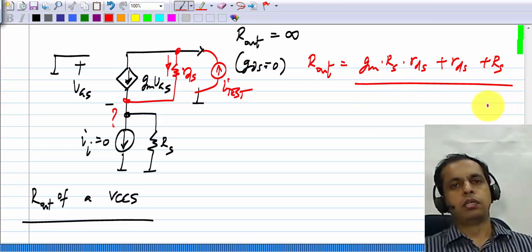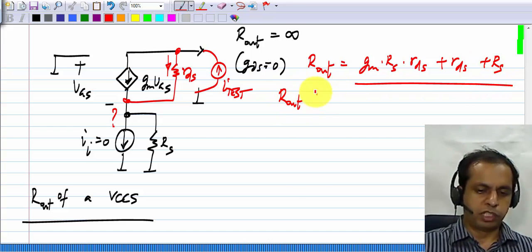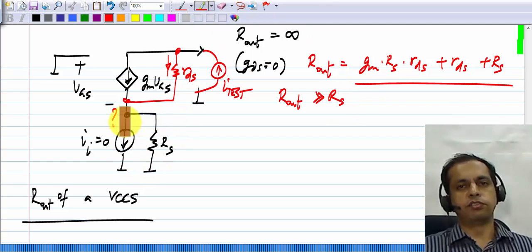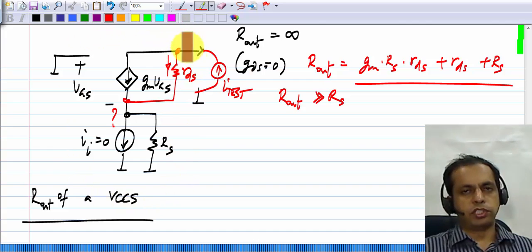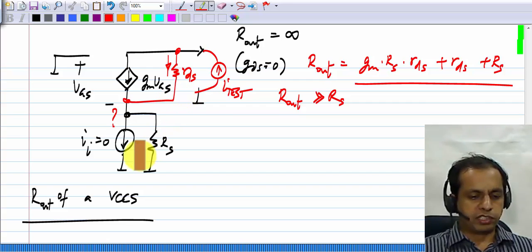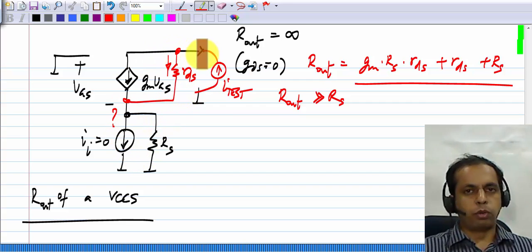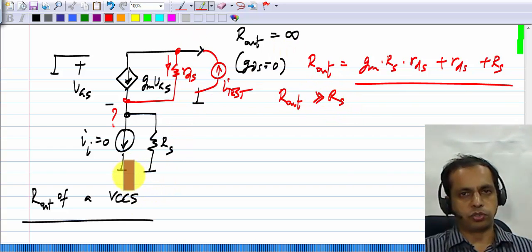Okay. So although it's not infinite, it is much greater than RS. What is RS? It's the resistance of the input current source. The resistance of this current controlled current source is much higher than that. The output resistance is much higher than that. So what it means is, it gives you the same current value because the current gain is 1, but with a much higher output resistance, meaning it becomes a much better current source.